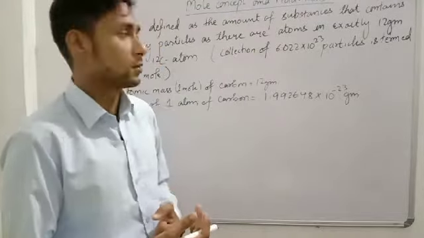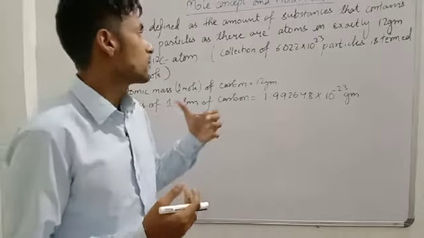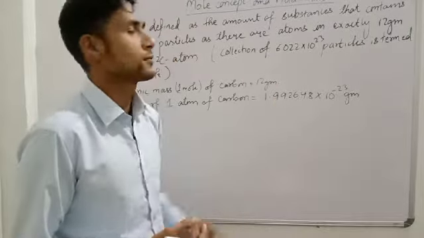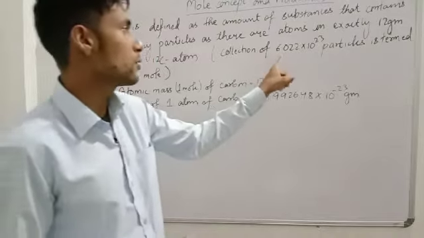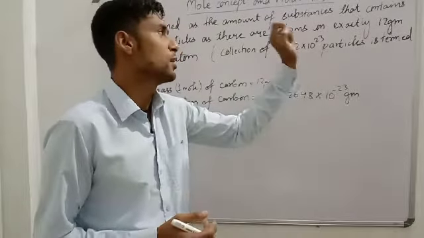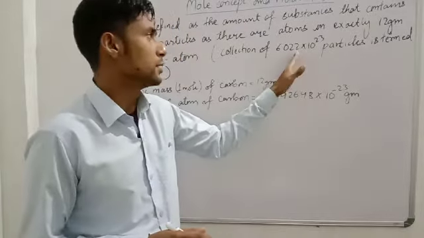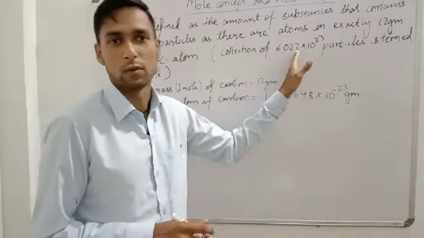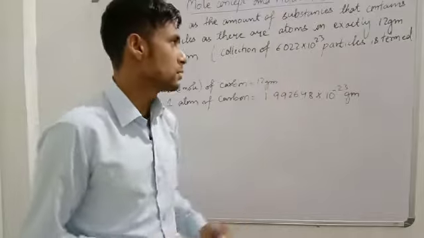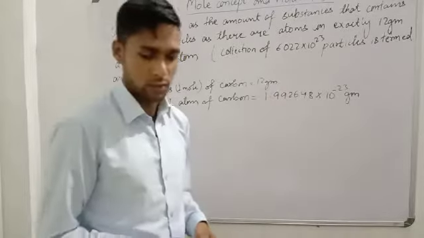1 mole. So the number of atom present in 12 gram of carbon is 6.022 into 10 to the power 23. So now we are going to calculate this number, that is 1 mole, which is equals to 6.022 into 10 to the power 23.